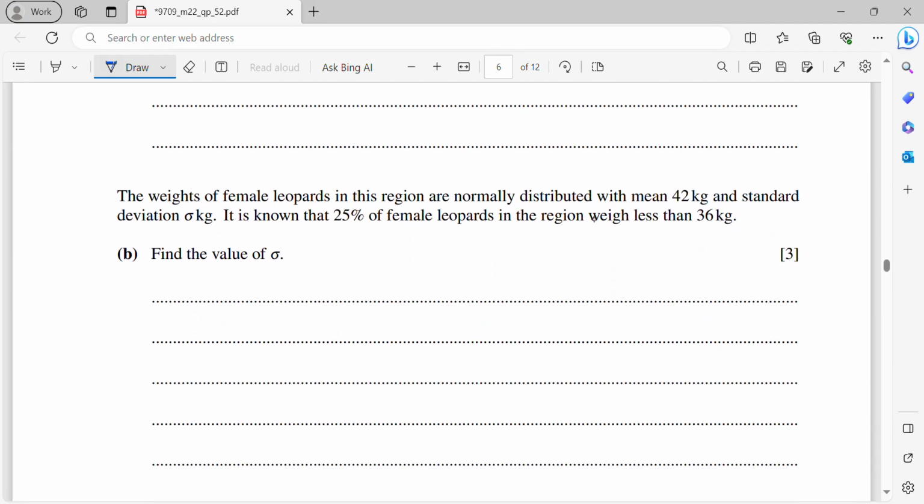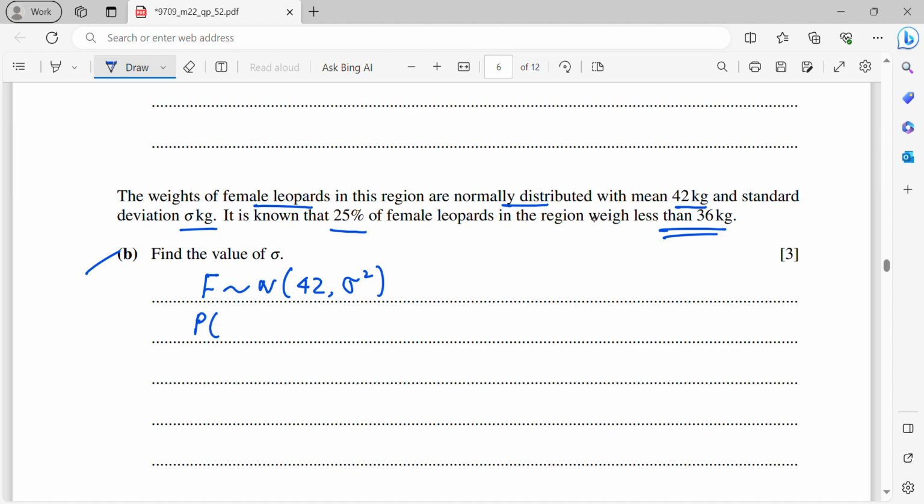Now, the weights of female leopards in this region are normally distributed with mean 72 kilograms and standard deviation sigma kilograms. It is known that 25% of female leopards in the region weigh less than 36 kilograms. B, find the value of sigma. So now I let F represent the female leopards. It will be normally distributed with mean 42 and standard deviation sigma. So variance is sigma squared.